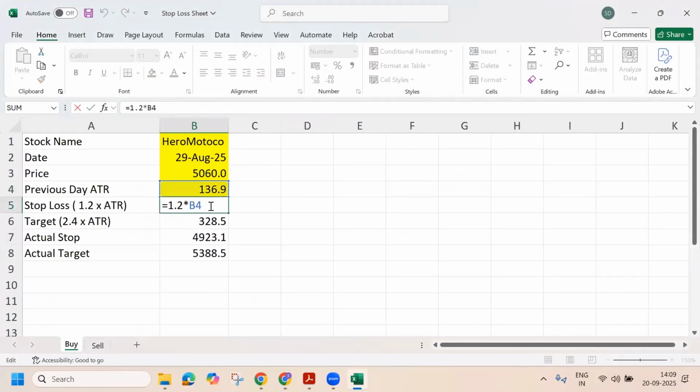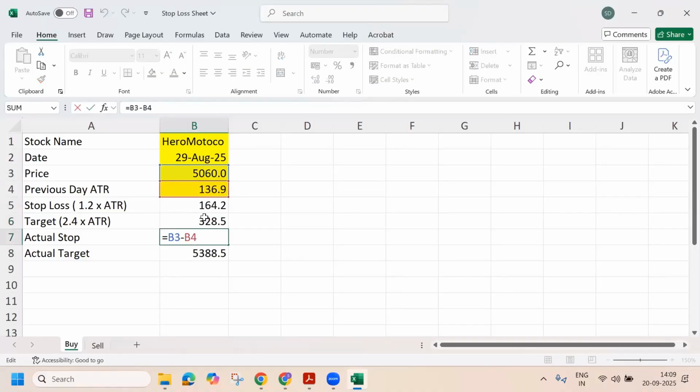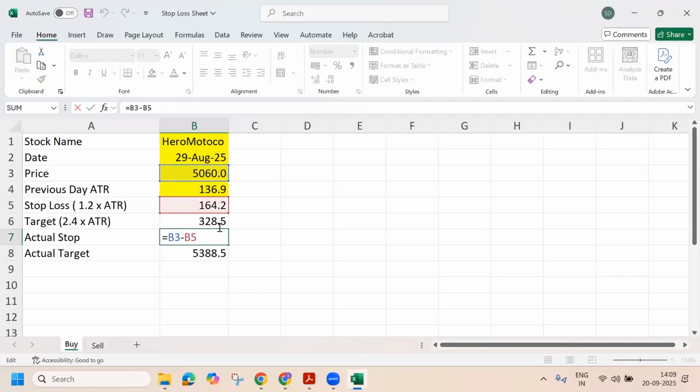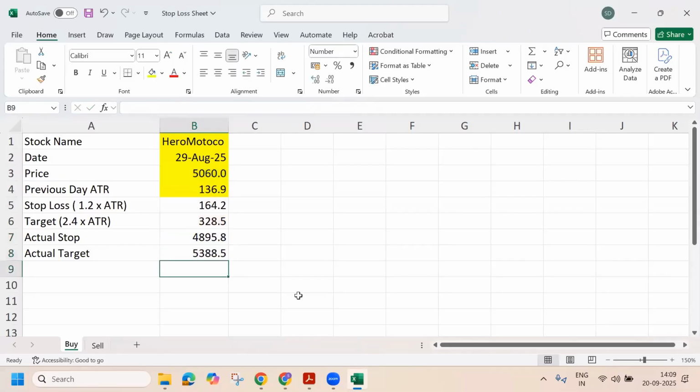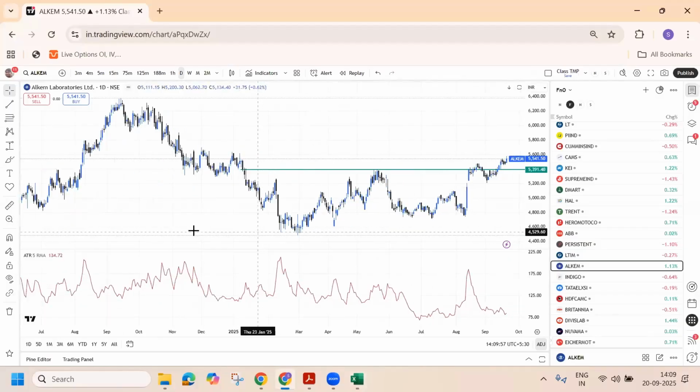These are formulas. Here I have to manually enter my entry price and the previous day's ATR. My stop loss is 1.2 times ATR, and my first target is 2.4 times ATR. So my actual stop loss is my buying price minus 1.2 ATR, and my target is my buying price plus this. Very clear? Let me show an example of a selling opportunity.